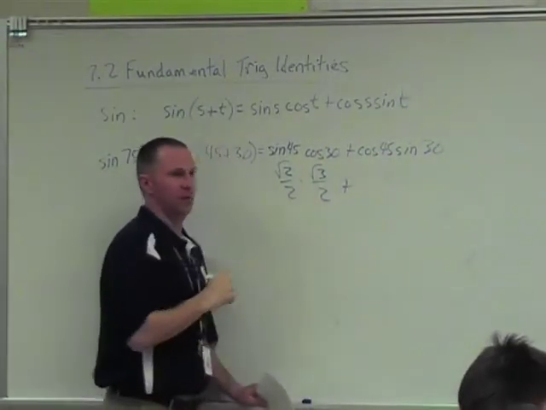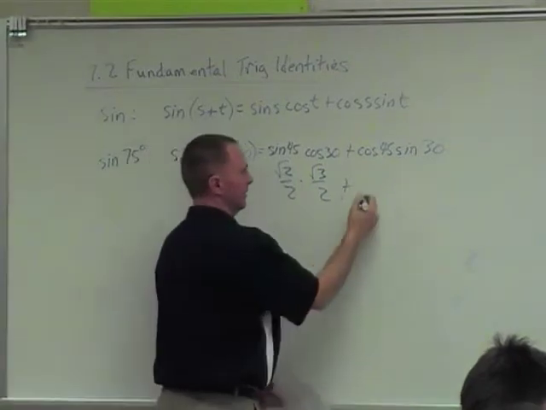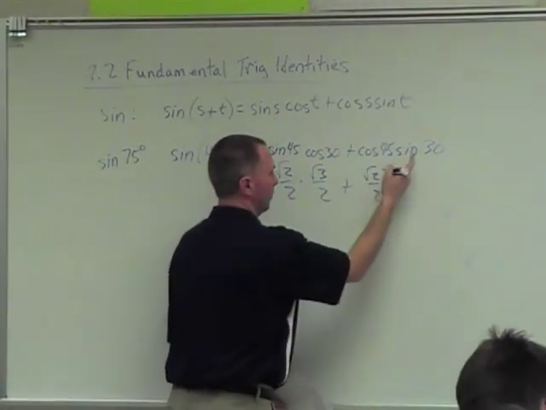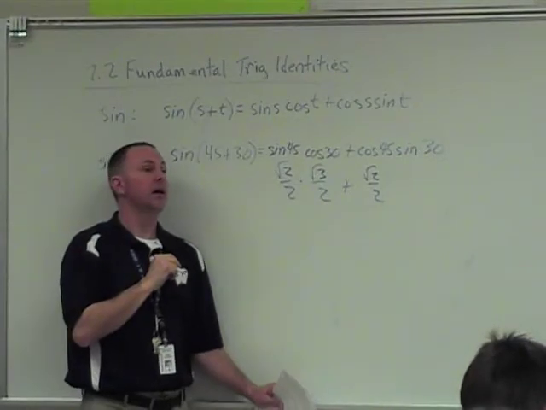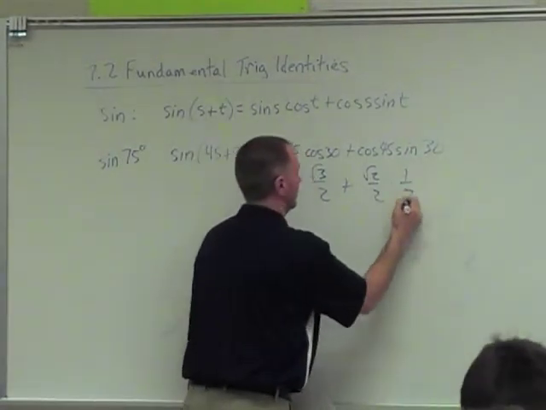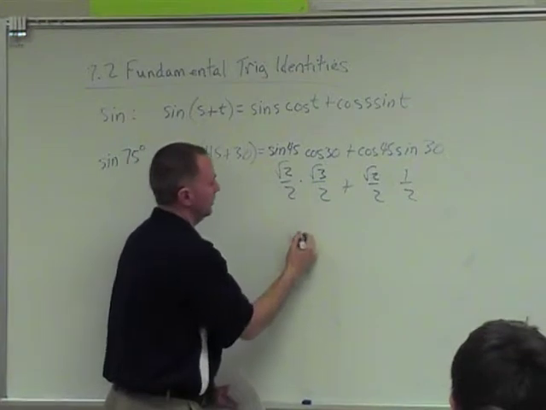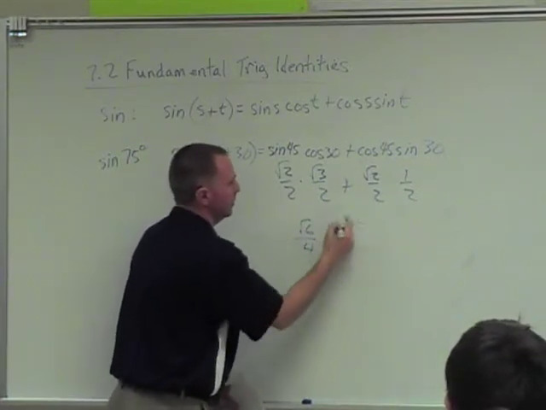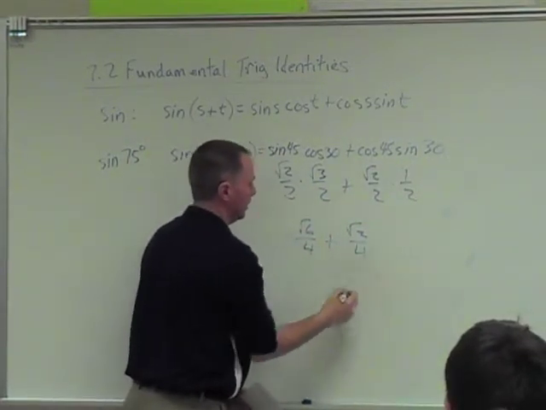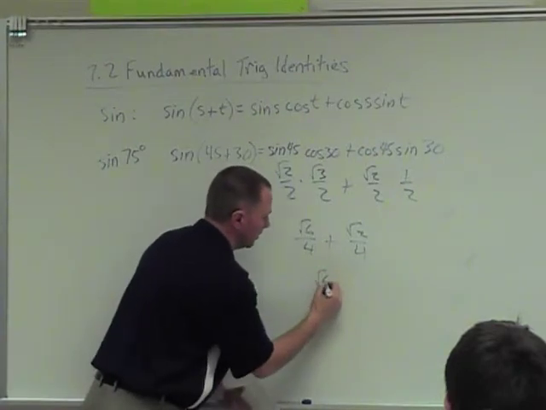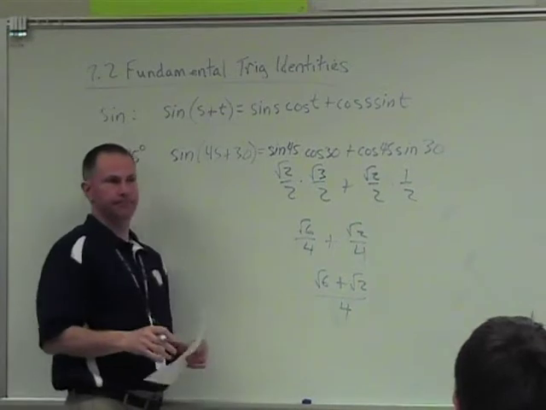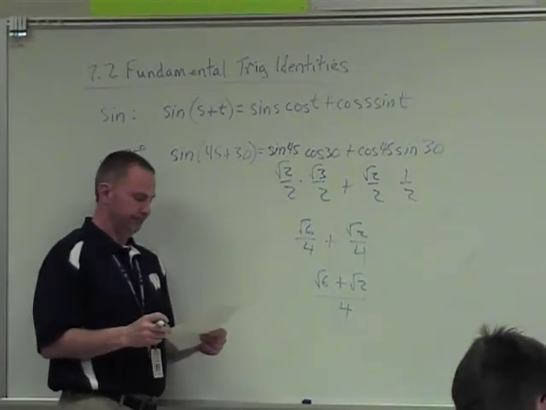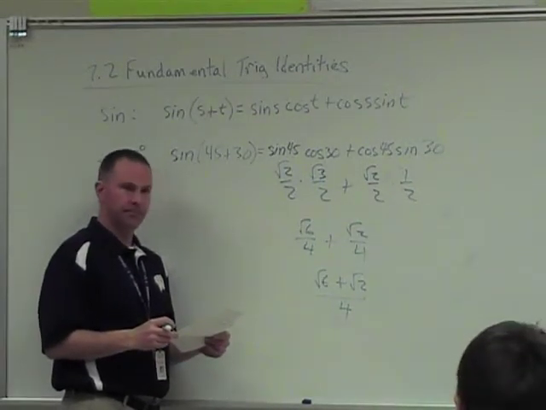What's the x value at 45 degrees? Okay, and the y value at 30 degrees? 1/2. Look at what we get. This is the square root of 6 over 4. This is the square root of 2 over 4. So my answer is radical 6 plus radical 2 all over 4. That's it.